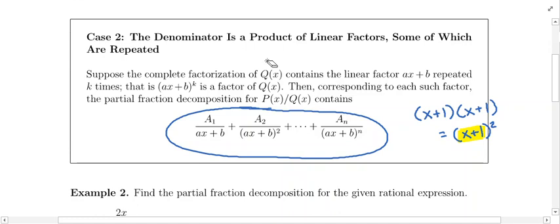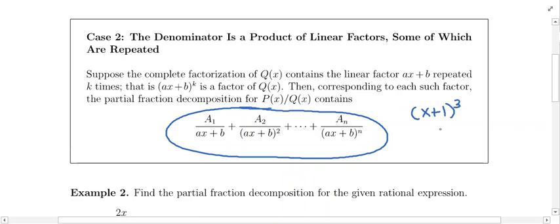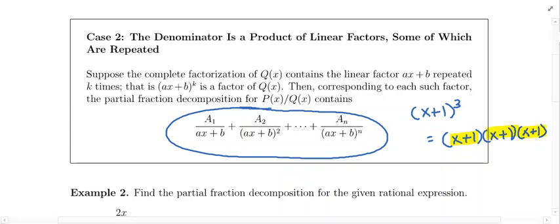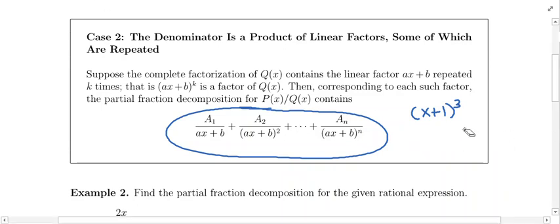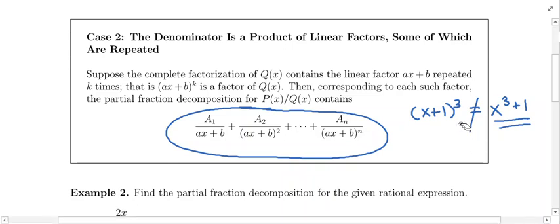Same thing if we saw x plus 1 cubed. This is the same thing as x plus 1 times x plus 1 times x plus 1. We still have a linear factor on the inside, x plus 1, where x is raised to the first power. It's repeated 3 times. Please make sure you see the difference between this and x cubed plus 1. These are not the same thing. The x cubed plus 1 is not a linear factor, so you've got to understand the difference and pay attention to what is being raised to the power.